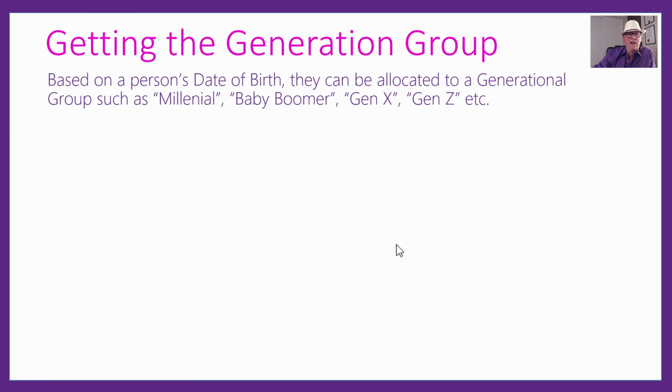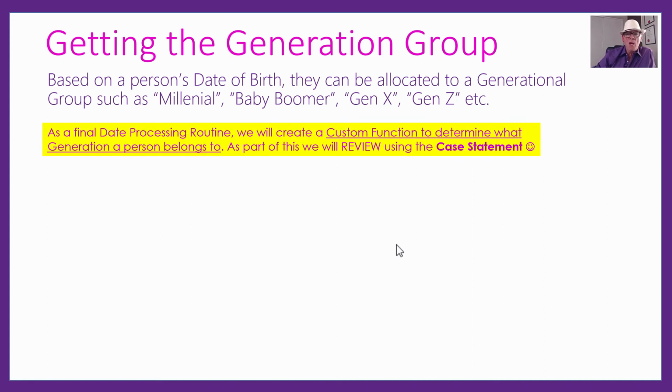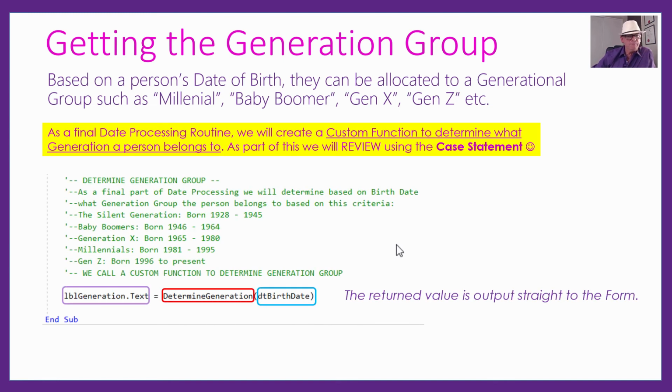Now you would have noticed we had another thing on there at the bottom of the form for the age, which was putting them in their generation group, whether they're a millennial, a baby boomer, a Gen X, or whatever. So we're just building one last function to do that.